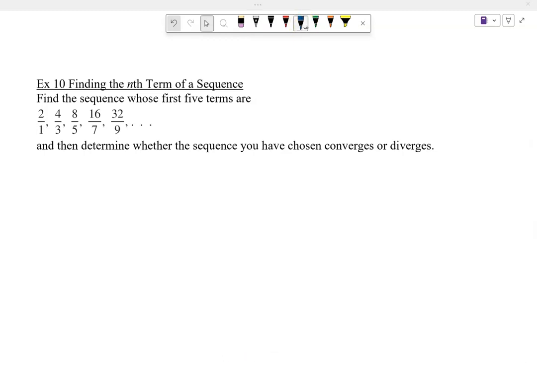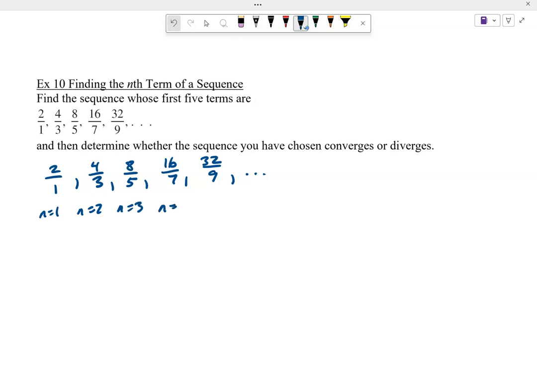So I always like to write them out. You're just going to have to inductively reason this. You know, n is 1 here, n is 2 here, n is 3, n is 4, n is 5. So let's just look at the numerator for just a second. What am I doing to the n to get 2? And then what do I do to 2 to get 4? 3, 5. What's that relationship there?